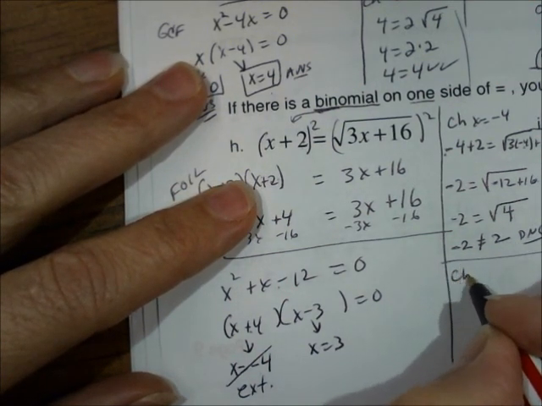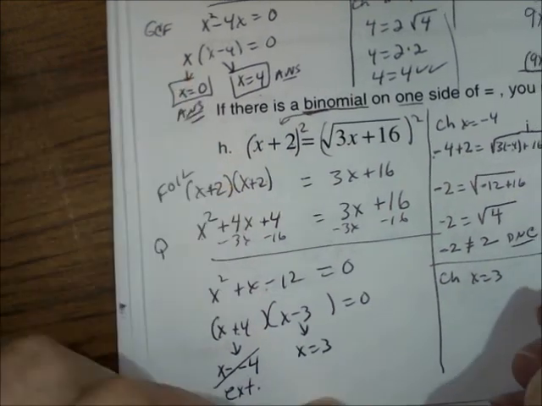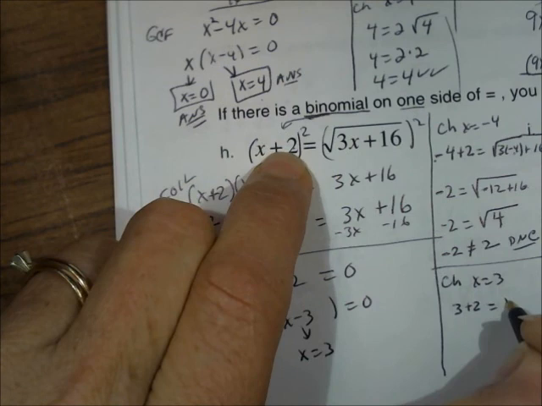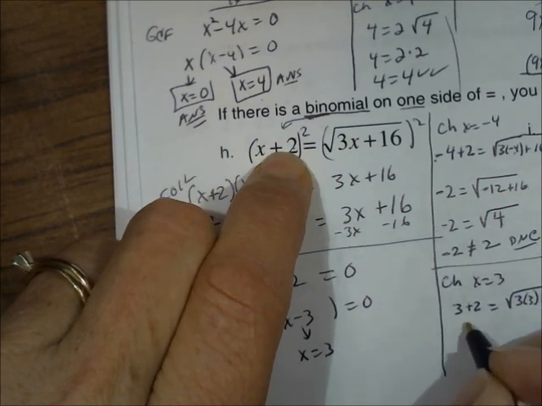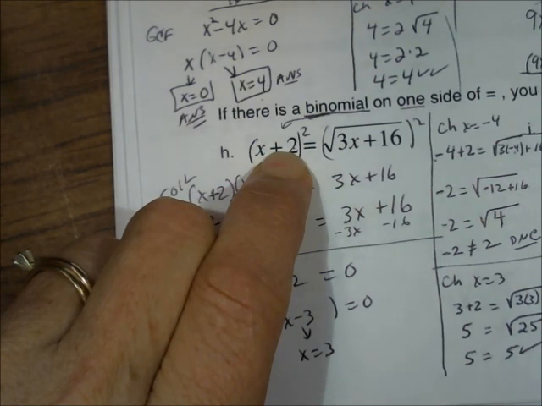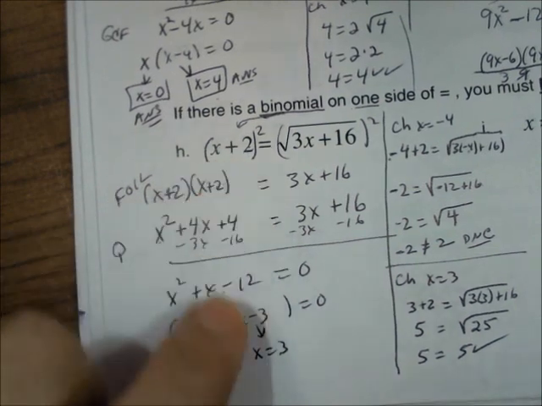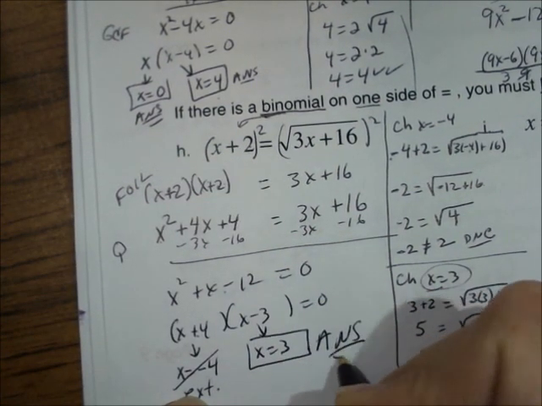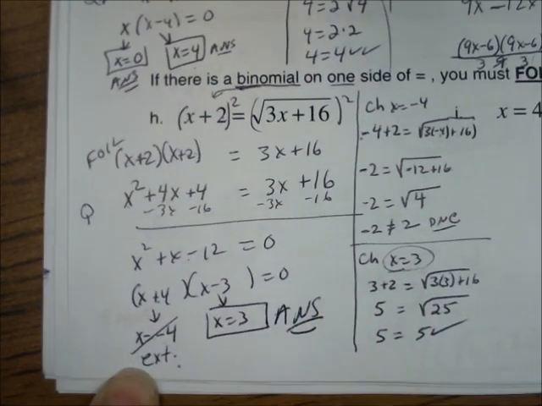Now the next thing we're going to do is check x equals 3. So does 3 plus 2 equal the square root of 3 times 3 plus 16? Well, 3 plus 2 is 5. 3 times 3 is 9. 9 plus 16 is 25. Well, the square root of 25 is 5. So that does check. So x equals 3 is our only answer. Negative 4 is extraneous, not just because it's negative, but just because it didn't check.